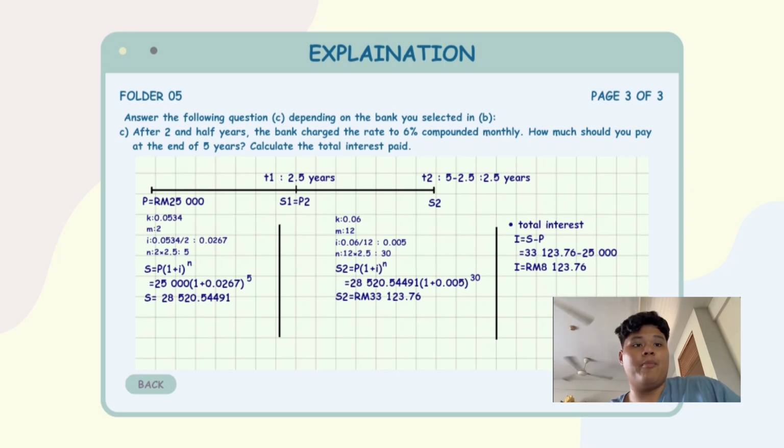28,520.54491, open bracket 1 plus 0.005, close bracket to the power of 30, and you will get RM 33,123.76. Because we want to find the total interest that has been paid, we use the formula I equal to S minus P. So S, we know, is 33,123.76 minus 25,000, and you will get the final answer, which is RM 8,123.76.